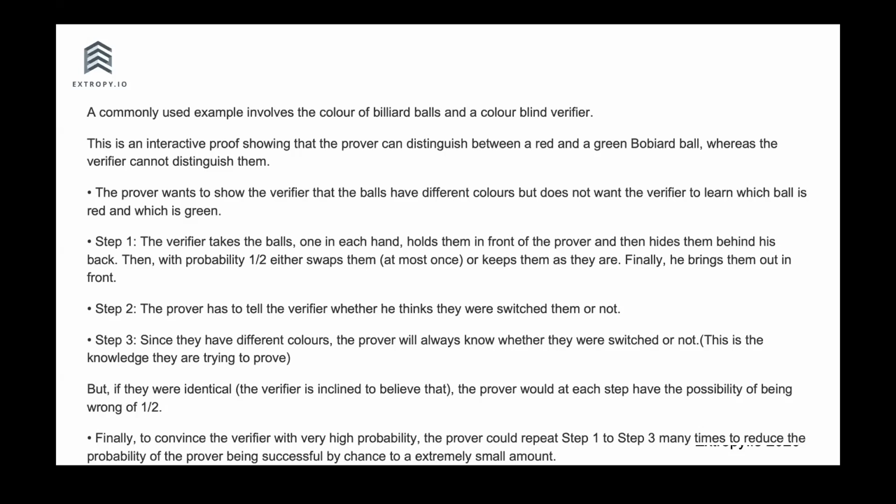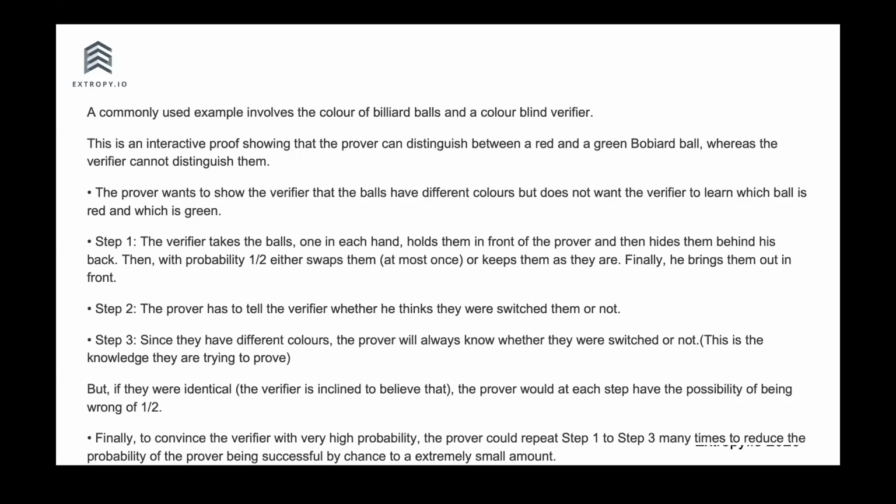And so the way we can create a process to prove this is for Victor to take the balls, one in each hand, and to show them to Peggy, and then to put them behind his back. And then he can choose to either swap them over between his hands or not to swap them. And then he will bring them out again and present them again to Peggy and ask her if he has swapped the balls over. So the theory is, if the balls are indeed different, then Peggy should be able to tell whether the balls have been swapped over or not.